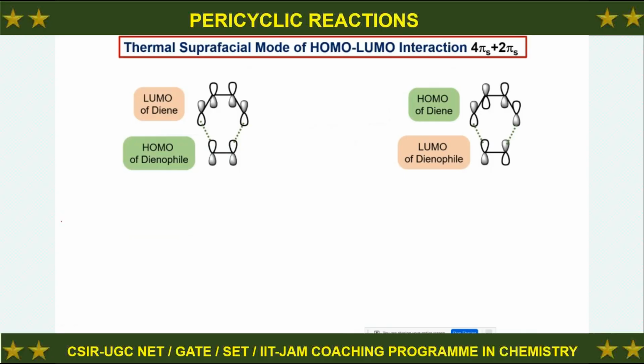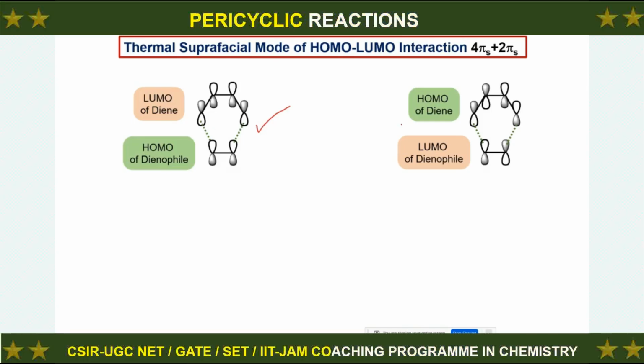Okay. Then the 4 plus 2 cycloaddition. First I am taking the LUMO of the diene and the HOMO of the dienophile. This is the HOMO of a dienophile. This is the LUMO of a diene. Now it's a suprafacial interaction, and you are getting bonding interactions on both sides. This is a bonding interaction, and this is also a bonding interaction. So this can undergo 4 plus 2 cycloaddition under thermal conditions very quickly.